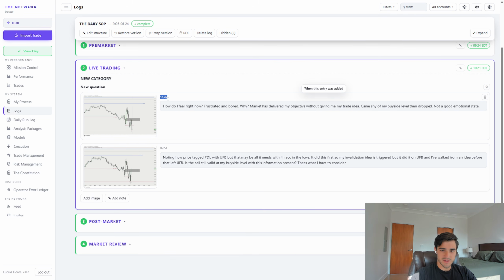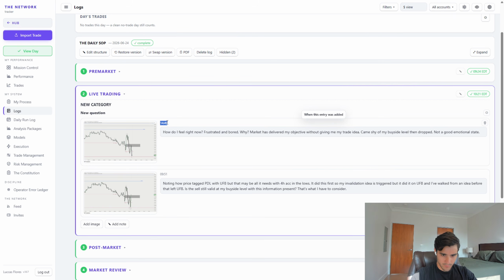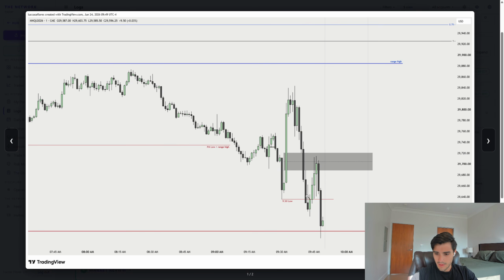So this time is messed up. This is a bug. I have to fix it. It says 14:49. It was actually, this is in UTC time. UTC -4 is my actual time zone. You can see I got it right here. Did not get it right here. But at 9:49, I believe, right? This red line here, that's previous daily low.